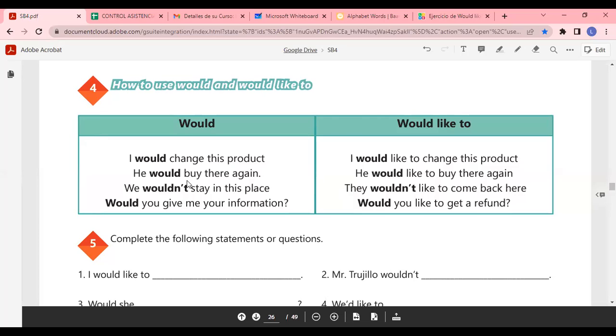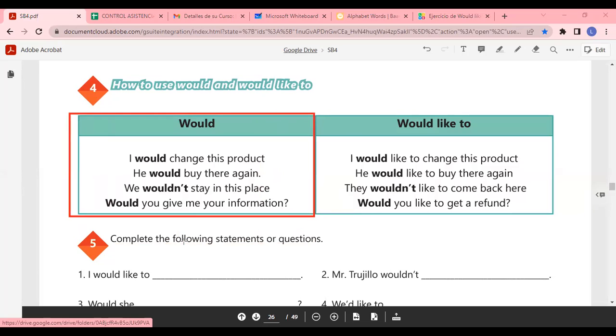Can you help me to read? Dilcia Yamilet, can you read the first ones with would, sorry? I will change this product. He will buy there again. We wouldn't stay in this place. Mm-hmm. Would you give me your information?